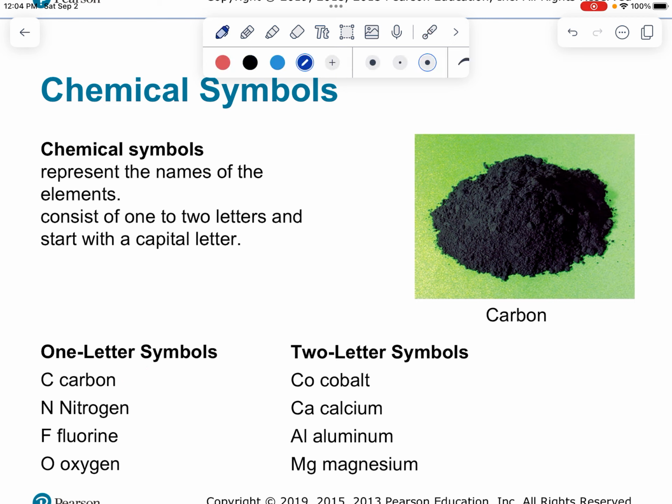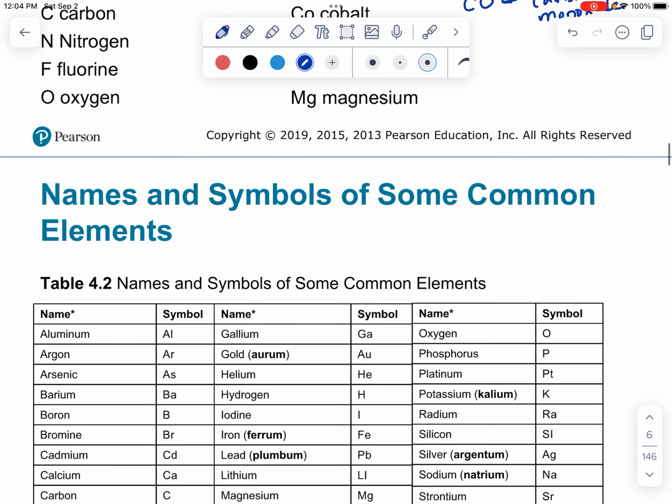Now, it's important to note that the second letter in the symbols is always lowercase. So first letter uppercase, second letter lowercase, because if you were to write CO with two uppercase letters, that would not mean cobalt, that would mean carbon monoxide, because it would represent one carbon atom and one oxygen atom.